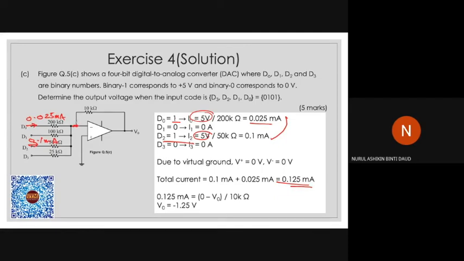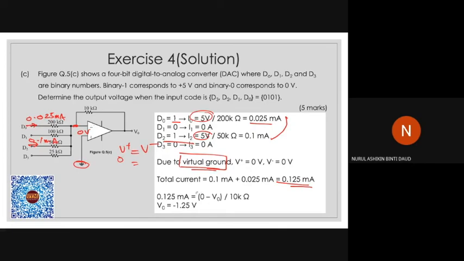Next, you need to look at this op amp. The positive input is connected to ground, so it means that V positive is 0 volts. Since the op amp always has a virtual ground, the value of V positive is the same as V minus. Since V positive is 0, the value of V minus also will be 0.